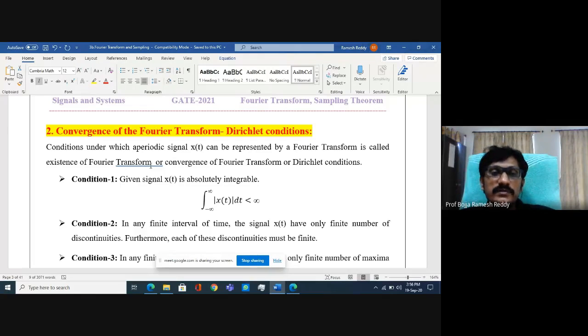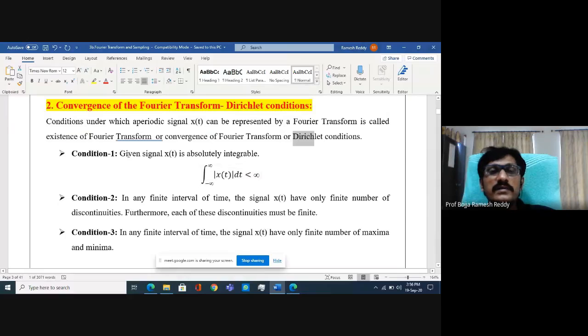What are those conditions? Those conditions are the Dirichlet conditions, named after the scientist Dirichlet, and they are like this. The given signal x of t is absolutely integrable. See, the integral of modulus of x of t dt over a wide range of time should be finite. Okay, that is the first property. Every signal must be absolutely integrable.